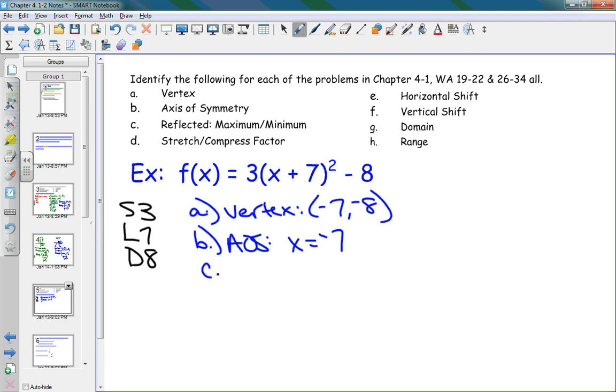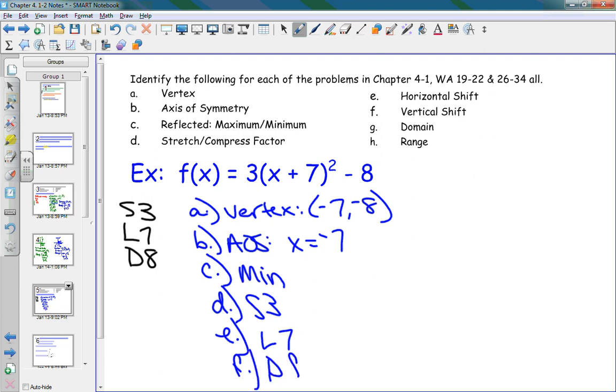C, is it going to be reflected, meaning have a max, or is it going to have a min? Min. Why is it having a min? Well, it isn't reflected, so therefore it has to have a min. D, stretched or compressed? Stretch of 3. E, horizontal shift. Left 7. F, vertical shift. Down 8. And G, the domain. What is it? X is an element of the reals because it's negative infinity to infinity, correct?